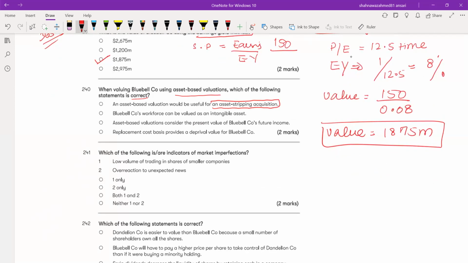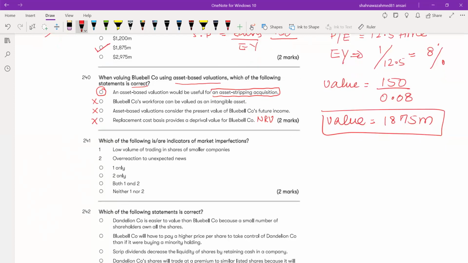The second one is that the Bluebell workforce can be valued as an intangible asset. No, it cannot include workforce as an intangible asset. Asset-based valuation considers the present value of future income? No, it considers only assets and liabilities. Replacement cost basis provides a depreciable value? NRV provides the depreciable value, not the replacement cost basis. So the answer is A, that is, asset-based valuation would be useful for an asset stripping acquisition.